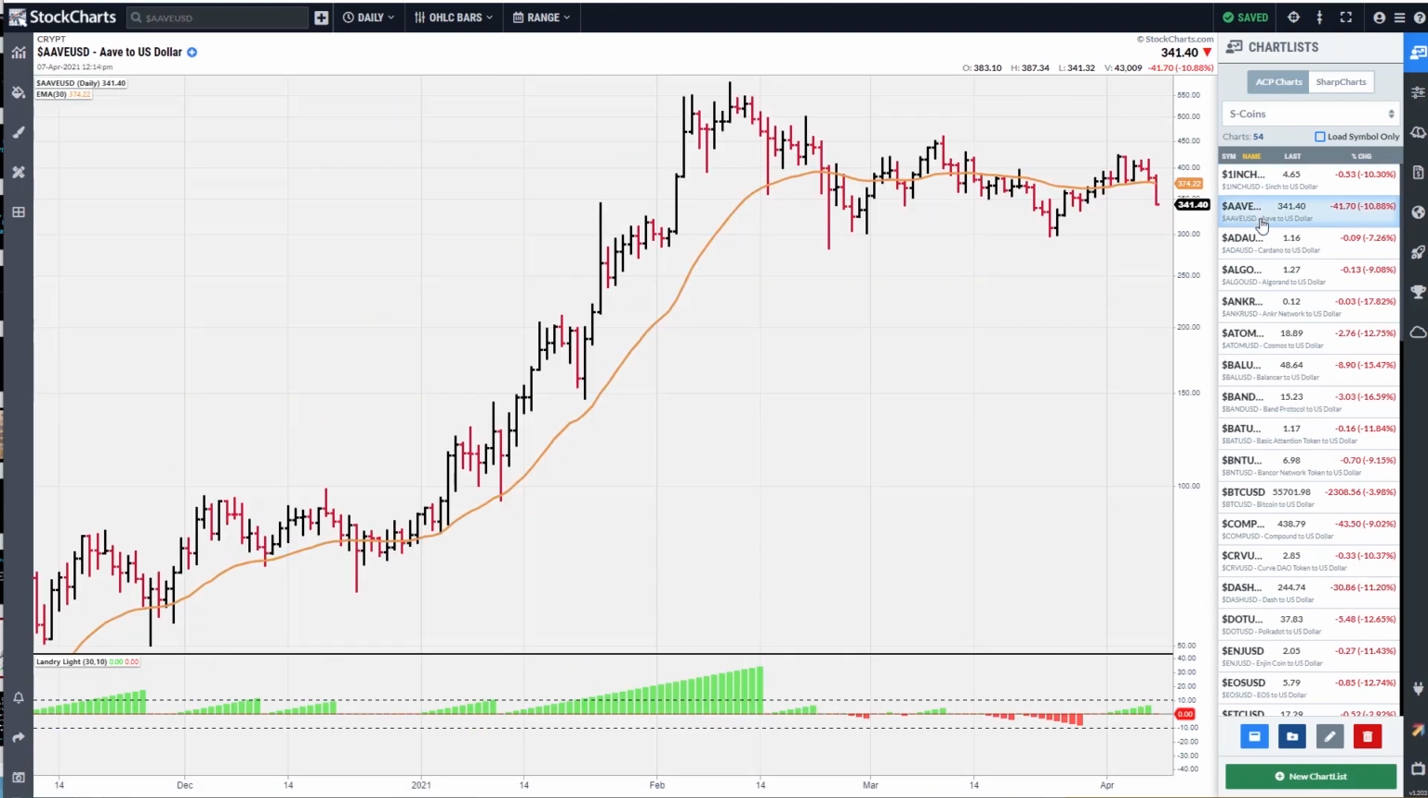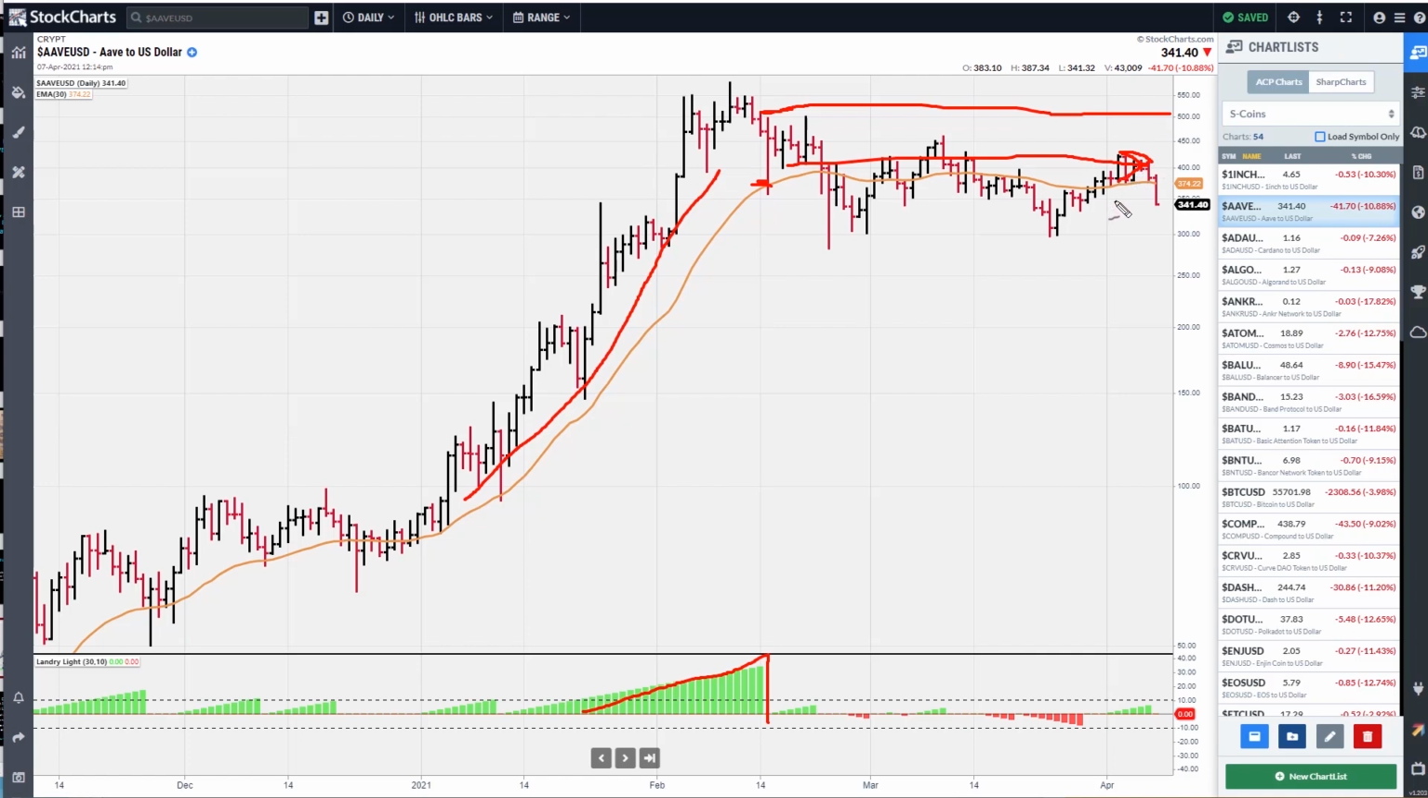Now take a look at AAVE. Obviously nice Landry light back here for a long time. A little bit of a pullback to the moving average. And you can see it down here, it comes back down to 0. In a case like this, looks like you would not have triggered into this position. So no capital is put into harm's way. And now, well, there's nothing to do.